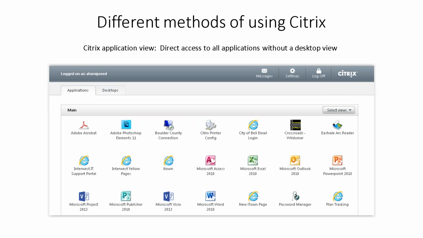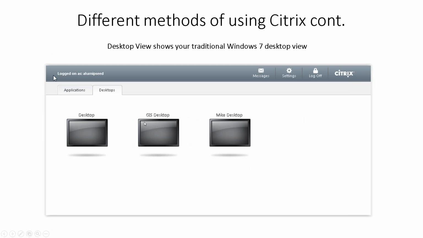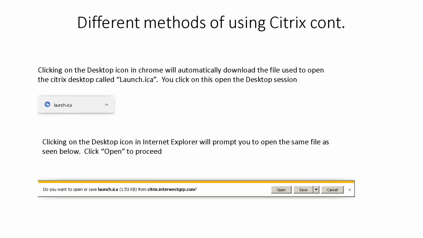Also, there is the desktop view. This basically replicates what you would see if you were sitting at a computer here in the office. Desktop view is very helpful if you don't want to open up each individual application. You only want to open up one session to do everything you need to do, because once you click on this desktop, it shows everything that you have installed, everything you have access to.